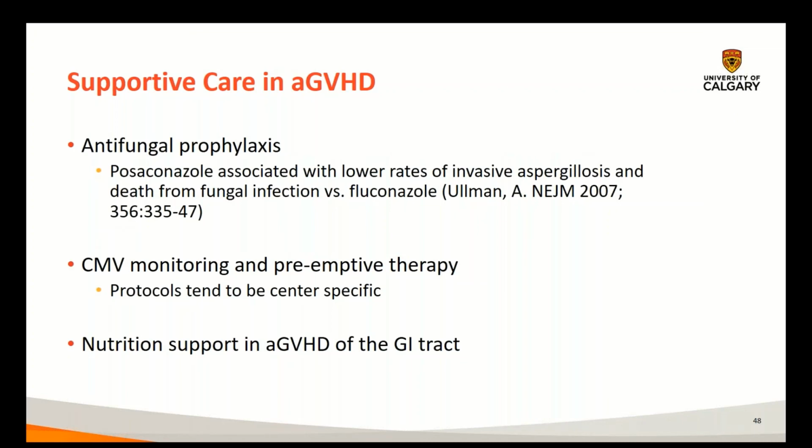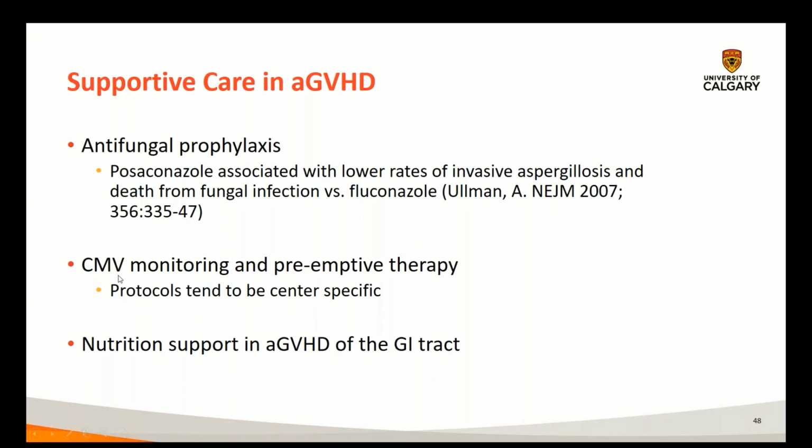Finally, supportive care in acute graft versus host disease is very important. Some ideas here are antifungal prophylaxis. There was a trial back in 2007 showing that patients with steroid refractory acute graft versus host disease who were prophylaxed with posaconazole had a lower risk of invasive aspergillosis and death from fungal infection as compared to fluconazole. Important to know that posaconazole is a strong CYP3A4 inhibitor, and thus you may need to adjust doses of medications such as ruxolitinib for interactions.